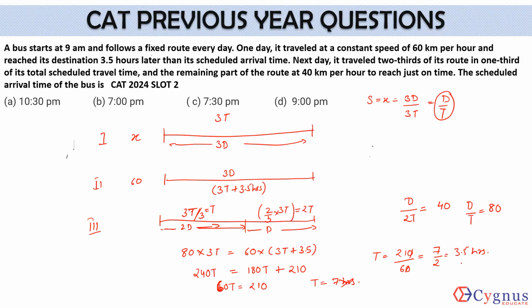Now, what he's asking is the scheduled arrival time of the bus. Now, 3.5 hours is t, but the actual scheduled time was 3t. If t is equal to 3.5, 3t must be equal to 10.5 hours. And what's the starting time of the bus? It's 9 a.m. 9 a.m. plus 10.5 hours will give you 7:30 p.m. So the answer has to be the third option, 7:30 p.m.